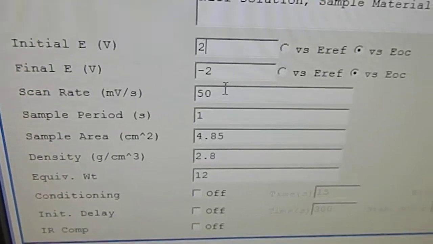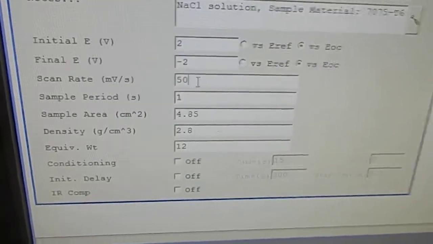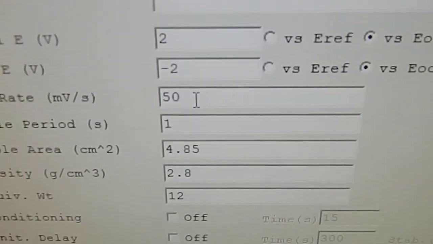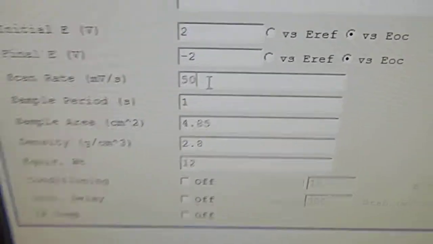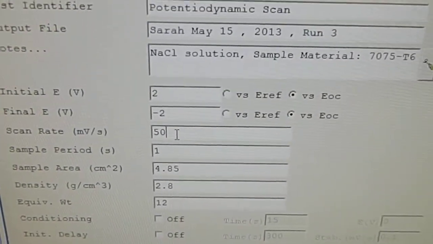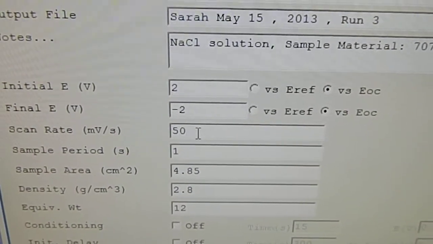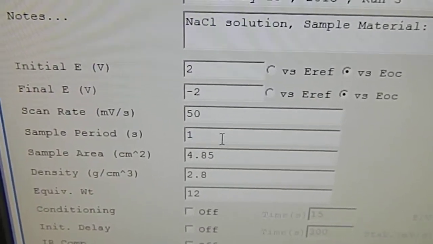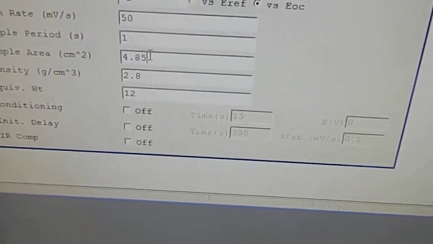And about the scan rate, if it is smaller, the curve will proceed slowly. I mean the difference between every two points on the graph will be the scan rate actually. So if you put it higher, the curve will be done quickly. If you put it smaller, the curve will take more time to finish. Sample period of 1 second is good, and sample area is the area of the whole of the GAMRY cell actually.